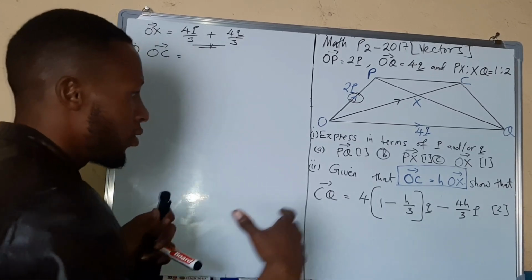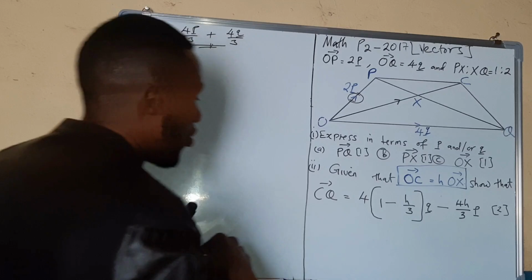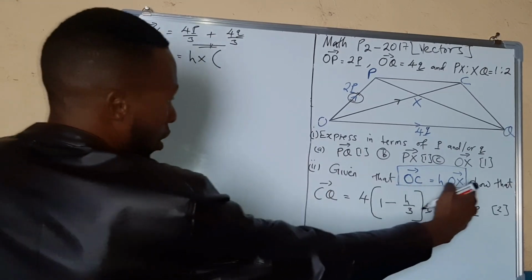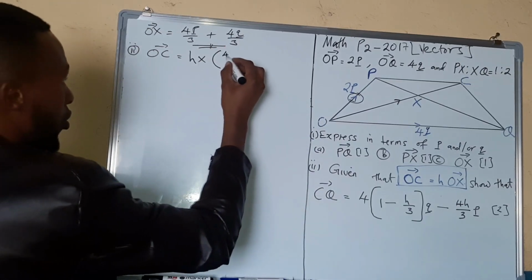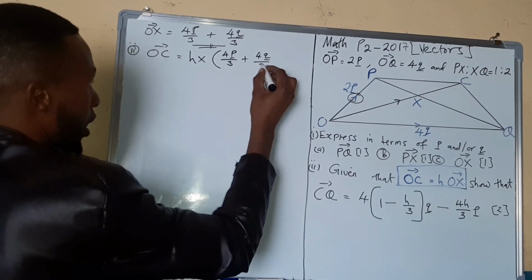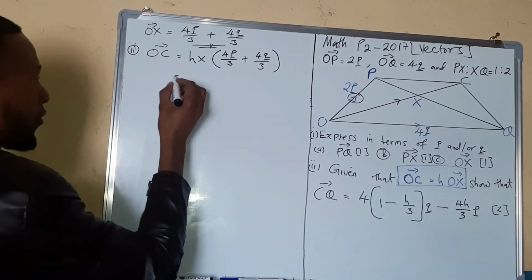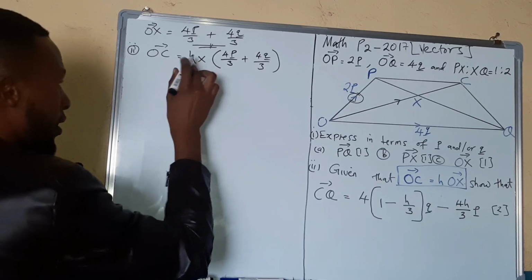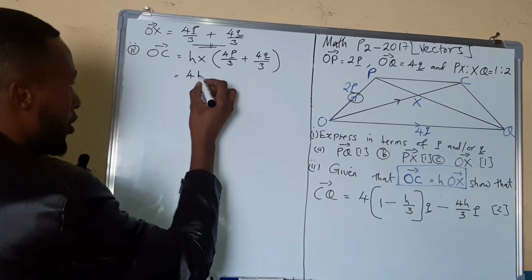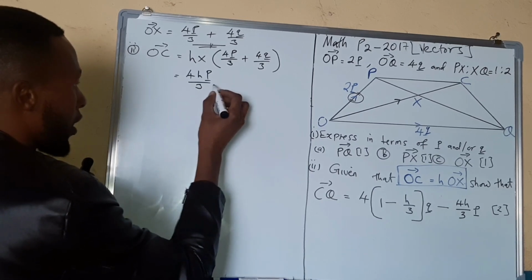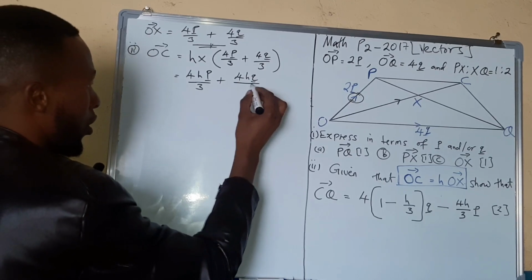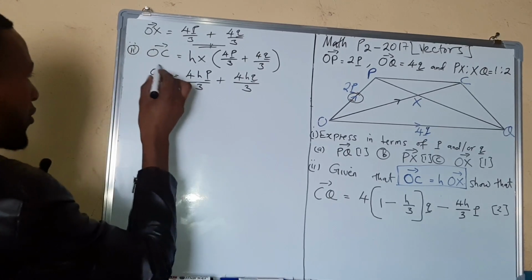Now, they're just saying H times OX. So H times OX, which is this value that we found. So we are multiplying the H with vector OX. Let us do that. The final answer when you multiply the H, since this is not a magnitude, it will go in between the coefficient and the magnitude. So 4HP over 3, then plus 4HQ over 3. This is the value for OC.